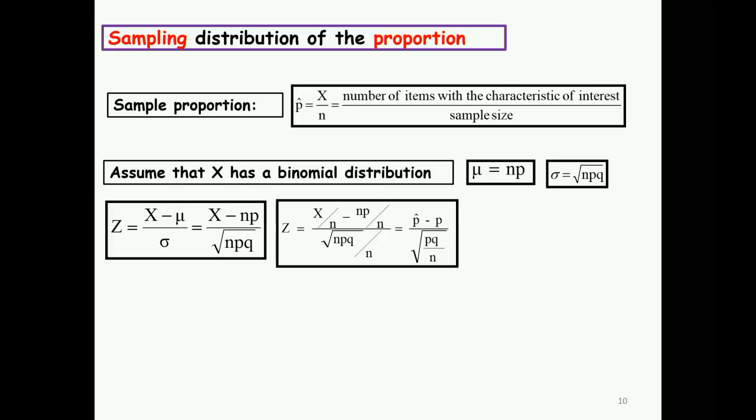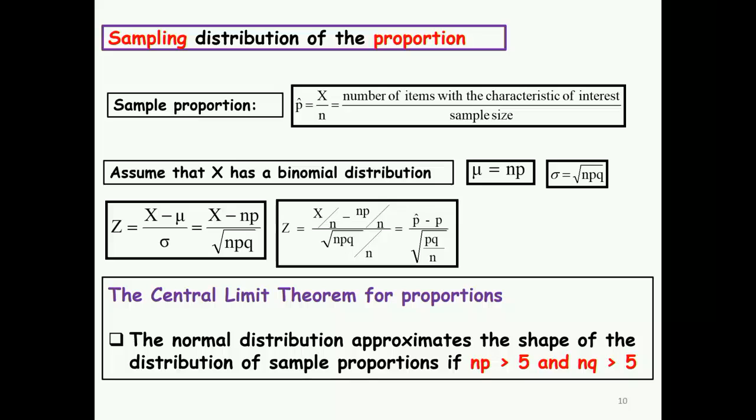So this is also the sampling distribution for the proportion. The central limit theorem, what does it say? In the previous case, if the sample size is 30 or above, don't worry about the distribution of the population. Here we are saying if np is greater than 5 and nq is greater than 5, in some books you will find 10, but let us say 5, don't worry about the population, whether it is normally distributed or not. If the population is normally distributed, any sample size is fine.